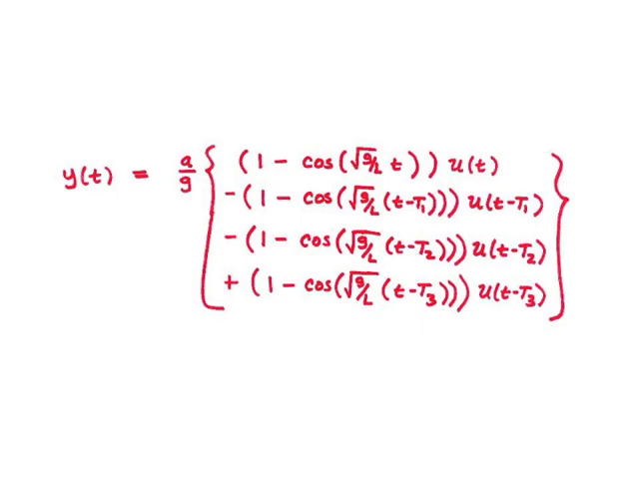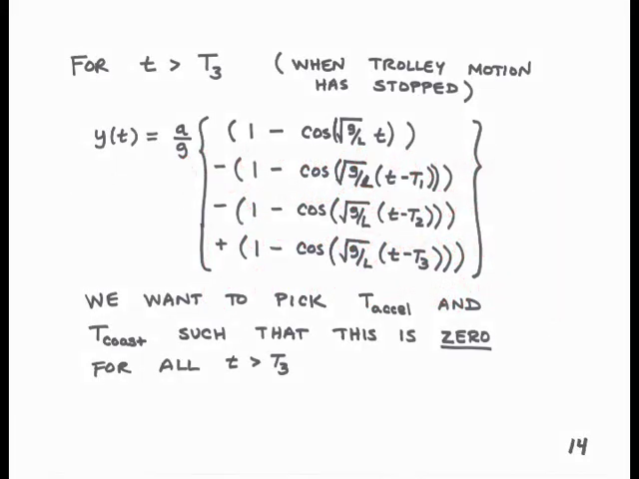We are particularly interested in the angle, y of t, after the trolley has stopped moving. This is for t greater than t3. In this case, y of t simplifies to the expression you find here. Notice that u of t and all the delayed versions of u of t in the previous expression are gone. This is because they are all 1 for t greater than t3.